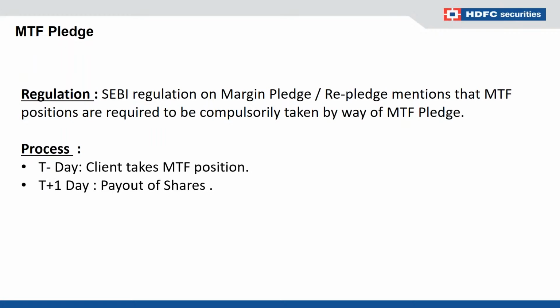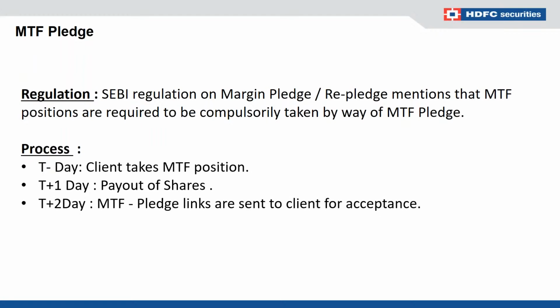On T plus 1 day, the next day, the payout of shares will happen from the exchanges. The shares will come to our demat account from the exchanges on T plus 1, and the shares are sent to the customer's demat account marked as hold. Now on T plus 2 day, links are sent to the customers for accepting the pledge. So NSDL will send a link directly to the customer's email ID stating these shares need to be pledged.